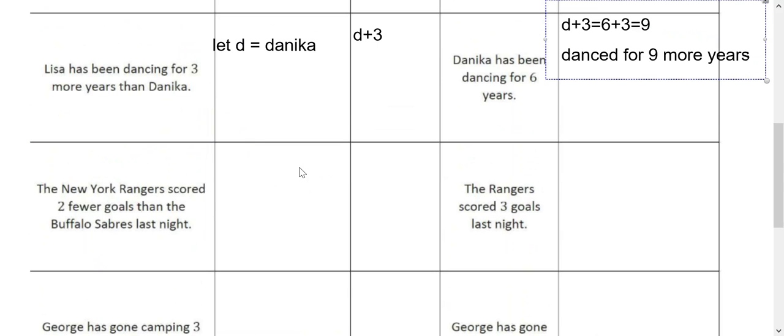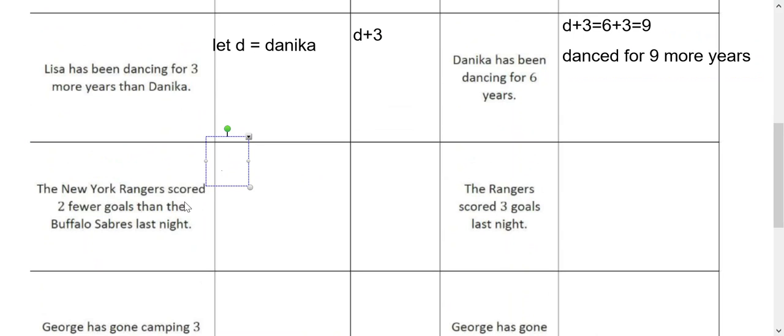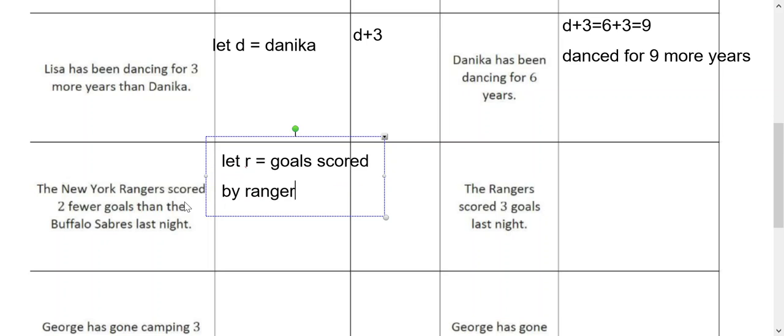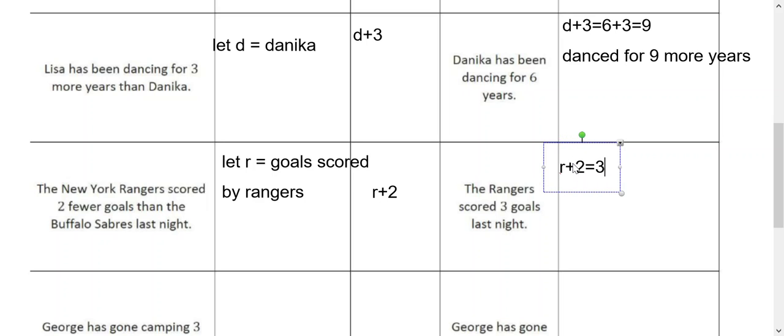Okay, so then we look, and this one's going to be a little bit different because you have the Rangers and you have the Buffalo Sabres. So they say let G equal goals, but let's do let R equal goals scored by Rangers. Because sometimes it's easier to have the first letter of it. Okay, so it's 2 fewer goals than the Sabres. So it's going to be the Rangers plus 2, because the Sabres were 2 less goals. Then we go over here and solve it. R plus 2 equals 3 plus 2, which equals 5. So they scored 5 goals.